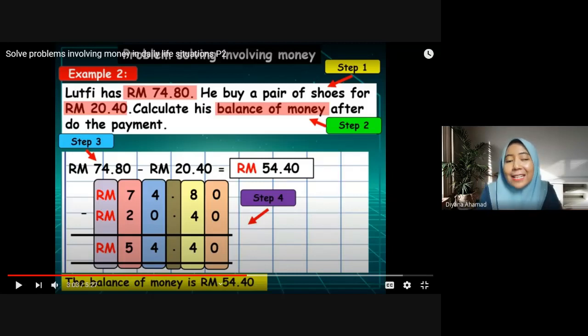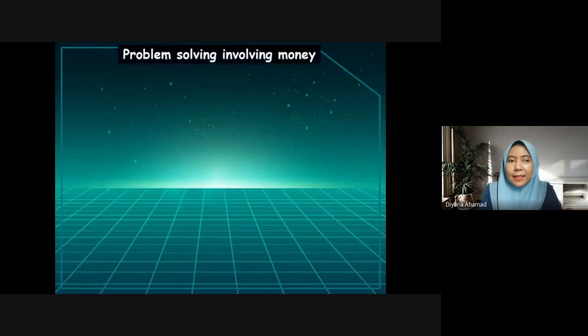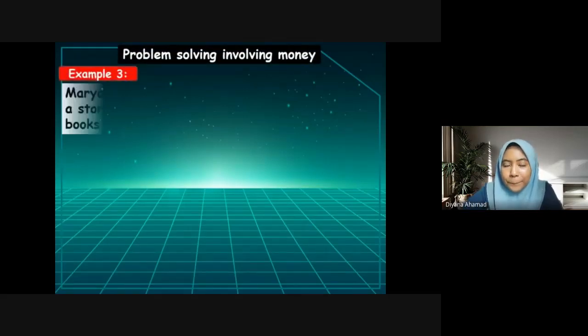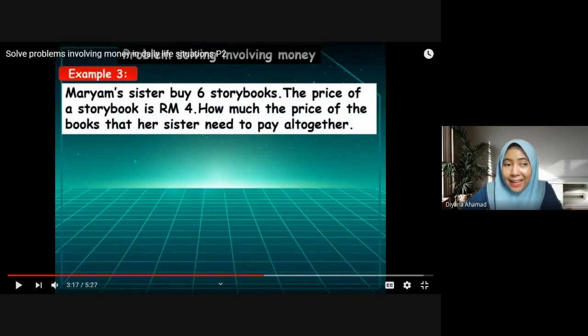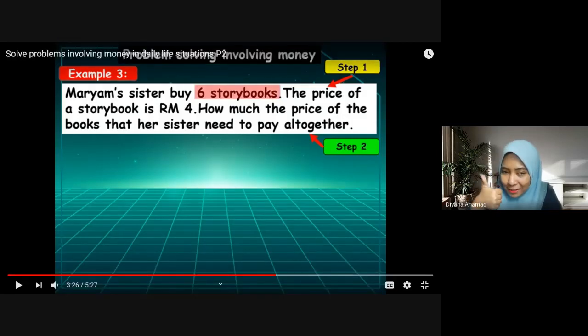Alright? Okay. Example number 3. Okay, see. Alright. What teacher give to you? Example number 3. Okay, everyone. Okay, we'll see. Alright. Read. Mariam's sister buy the 6 storybooks. And the price of the storybook is 4 ringgit. One storybook is 4 ringgit. But Mariam buy the 6 storybook.